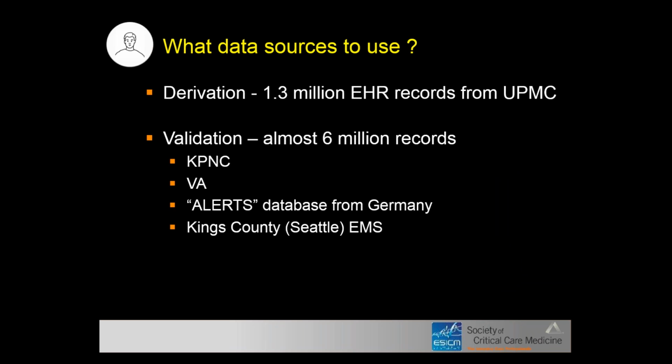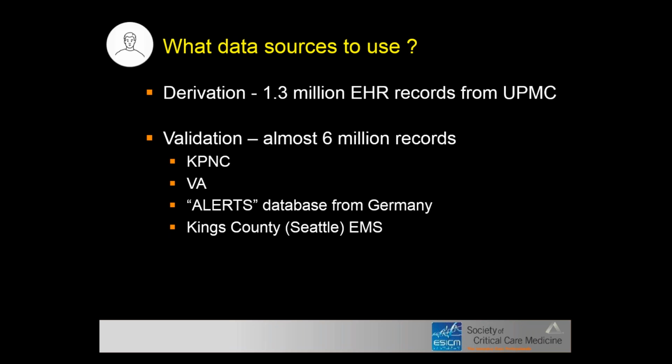The data source that was chosen initially for the derivation of our new sepsis clinical criteria, things that we can use to identify potentially septic patients, was an electronic health record from the University of Pittsburgh Medical Center. 1.3 million records were identified.